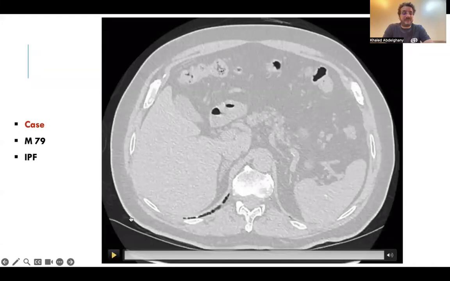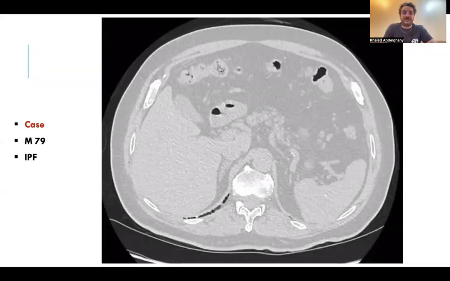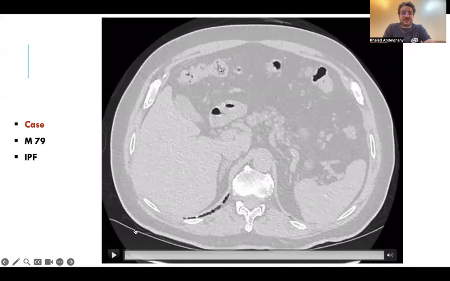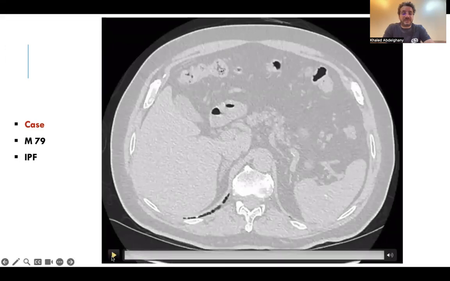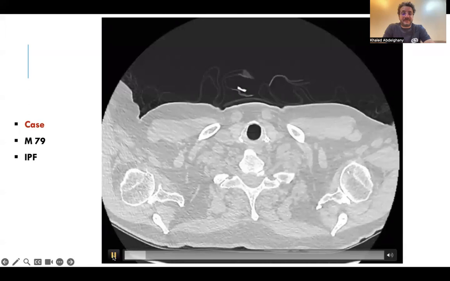Here we have a known case of idiopathic pulmonary fibrosis in a 79-year-old male. Let's revise the findings without being biased by the clinical diagnosis, which was reached by biopsy.